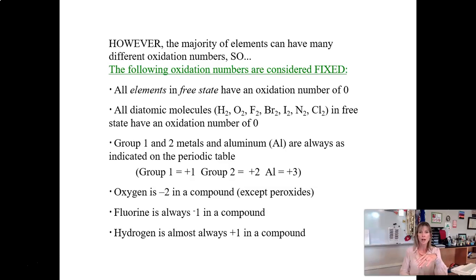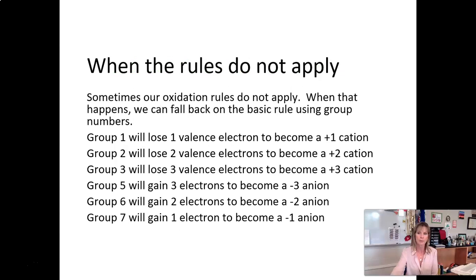Another one of our rules, oxygen always has a -2 oxidation number, except for peroxides, and we're not to polyatomics yet. Fluorine always has an oxidation number of -1, and hydrogen almost always has an oxidation number of +1. So those are the ones that you're going to have to memorize, but we'll use those rules enough that you will.